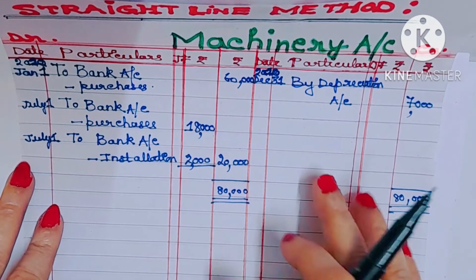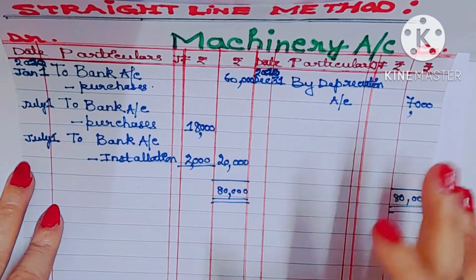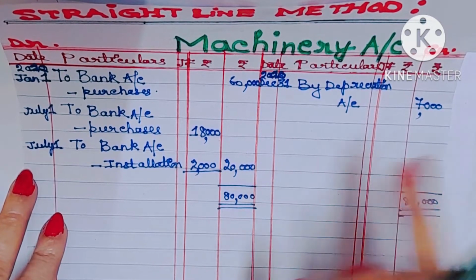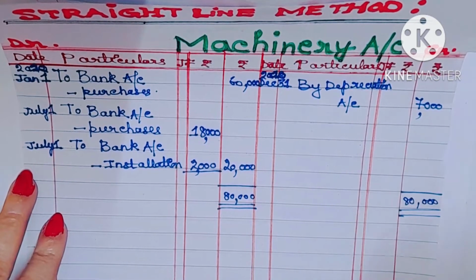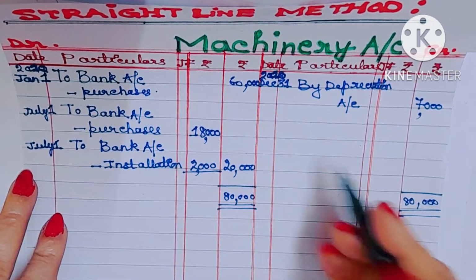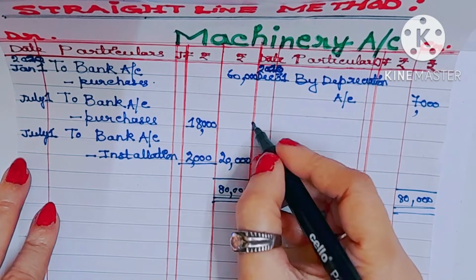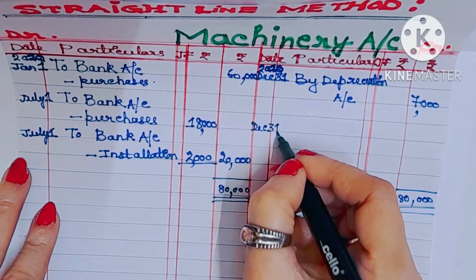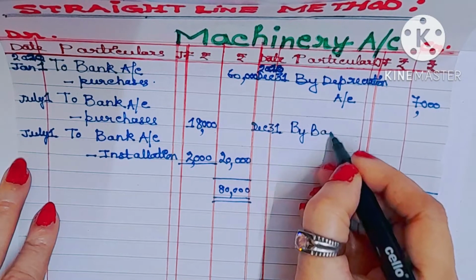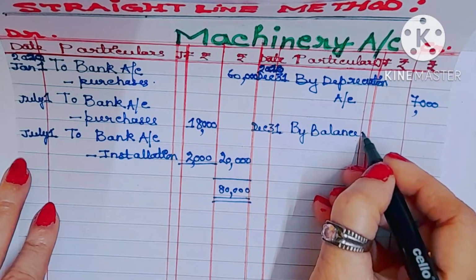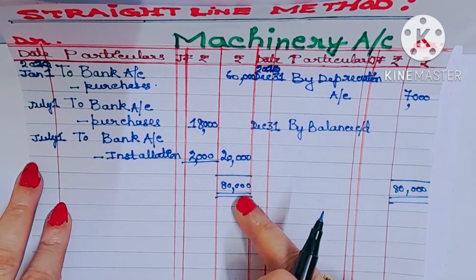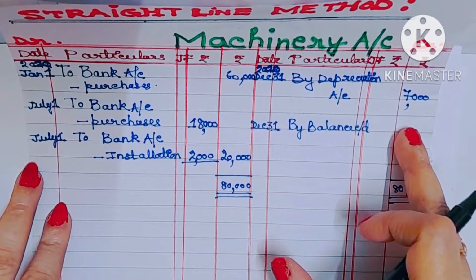Understood? So where will the shortfall be? On which side? Obviously on the credit side. The total of debit side is 80,000 and the total of credit side is 7,000. So there will be a balancing figure on the credit side. So what we have to write? We have to write December 31st, by balance c/d. How much? So, by balance c/d will be 80,000 minus 7,000, that is 73,000.